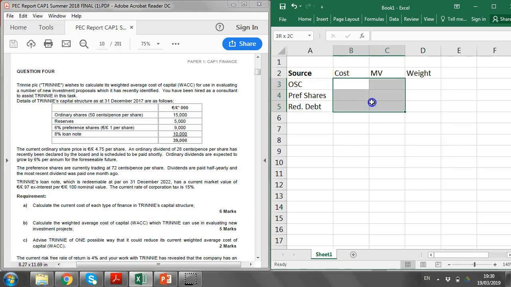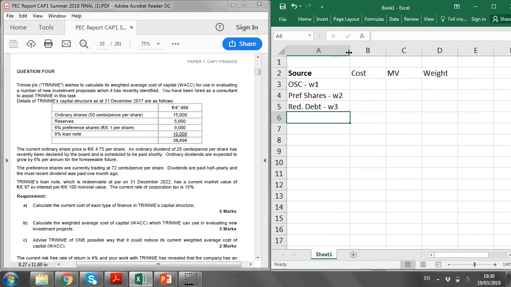You're essentially looking for 6 figures here now. The 3 costs, which you get your 6 marks for in part A, and then you need your market value and your weight to do part B, which is a weighted average cost of capital. And we're just going to lay them out for the examiner, working 1, working 2, and working 3. Nice and easy. Make it nice and clear, and you have a nice neat table at the end when you're doing your final answer. So working 1 here is your ordinary share capital. We're looking for 2 things. You're always looking for your cost of capital and your market value.